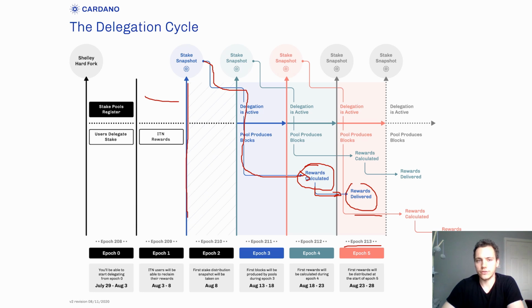Again, if we consider this snapshot taken at the end of epoch 209, then we can consider it n+4 to epoch 213.